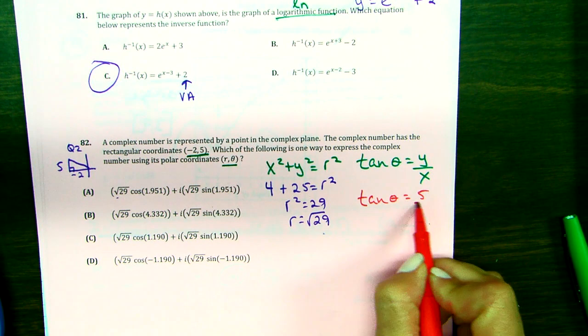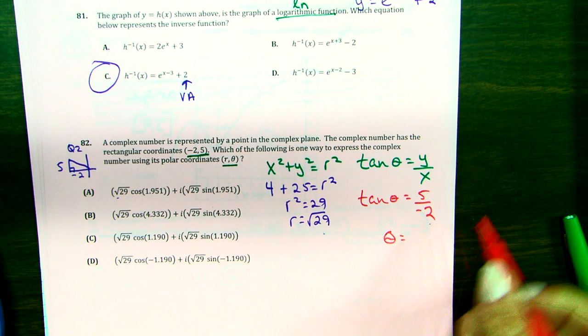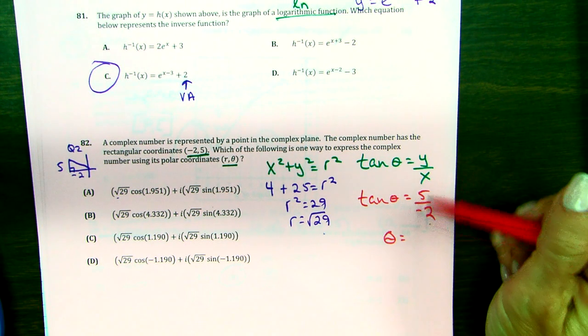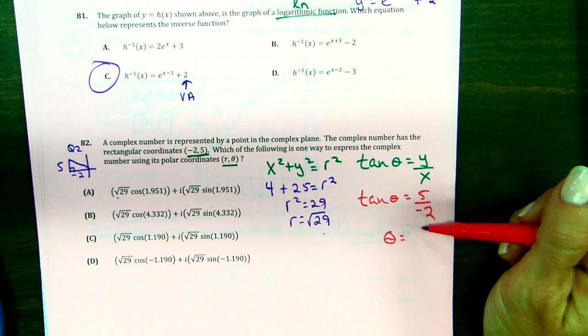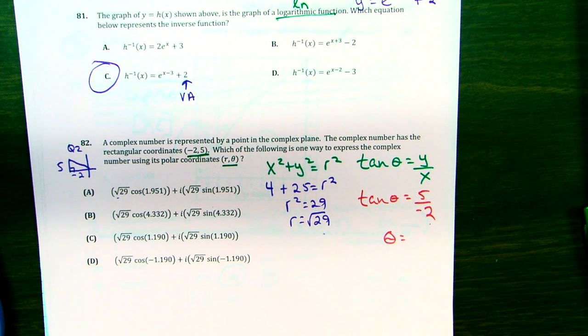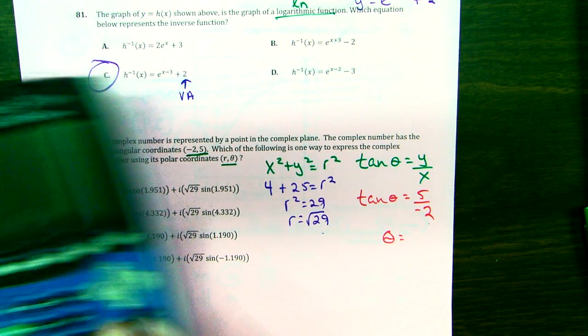I would do y over x. And we had a question like this the other day where it was a -1 here, and it was a non-calculator portion because we know from our tantrics that when we get a -1, it was a denominator of 4, it was in quadrant 2, so we knew theta was 3 pi over 4. Here, obviously, that's not something we memorized. We're going to go to our calculator.